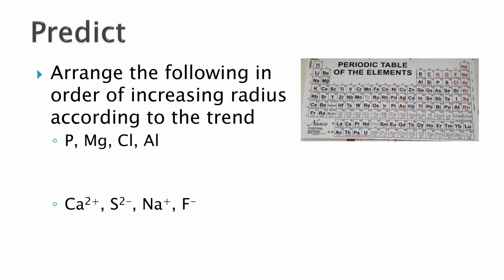Alrighty, let's use what we've learned so far to make some predictions about the radius of these ions and atoms that we have below here. So for the first group, we've got phosphorus, magnesium, chlorine, and aluminum. And it says to arrange these in order of increasing radius. Of these, which one will be the largest? It'll be the magnesium, because it has the fewest protons in the nucleus, and therefore the least attraction to its valence shell. And then you can work backwards from there. You've got aluminum, then phosphorus, and then chlorine. So chlorine would be the smallest one here, and magnesium would be the biggest.